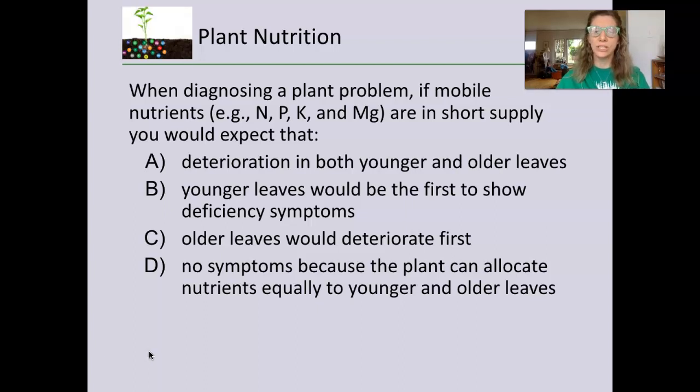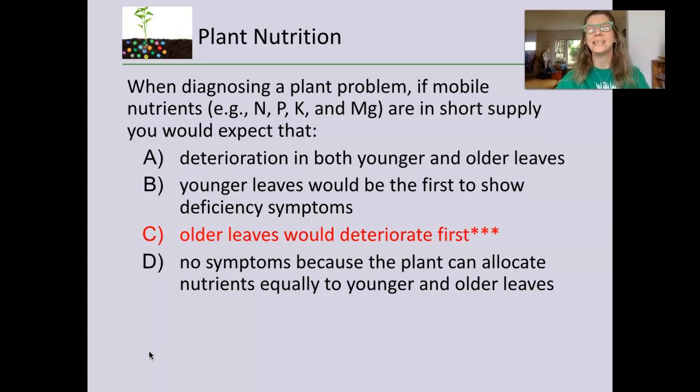So look at these questions here. So answers, is it deterioration of both younger and older leaves? Younger leaves would be the first to show. Older leaves would be the first to deteriorate, or there'd be no symptoms. So if you think about mobility, where is the plant going to allocate nutrients if there are not very many, or if not very much is in short supply?